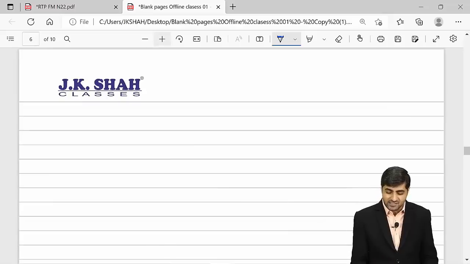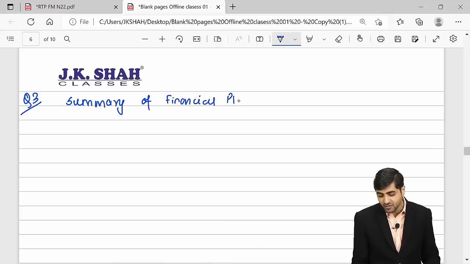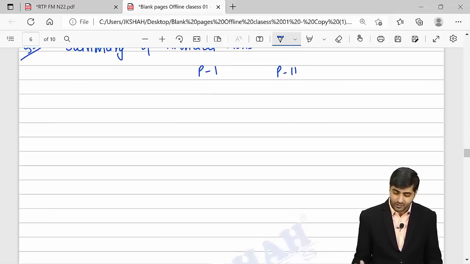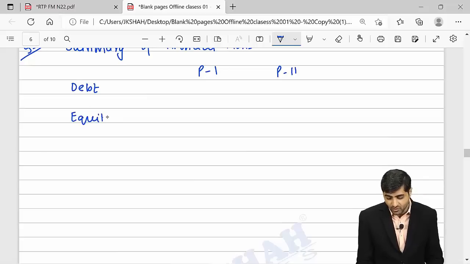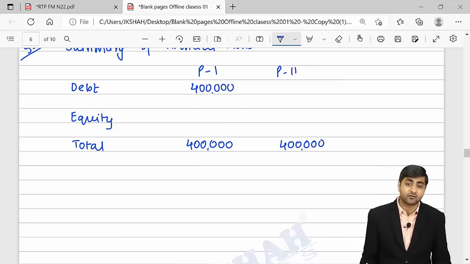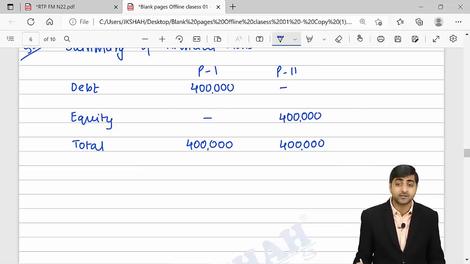So what is going to be your starting point? Your starting point will be your summary of financial plans. In your summary of financial plans, we have two plans available, plan 1 and plan 2. We have debt as an option and equity as an option. The total funds required is 4 lakh rupees. Plan 1 says that the entire fund should be raised by way of debt, and plan 2 says that the entire fund should be raised by way of equity.